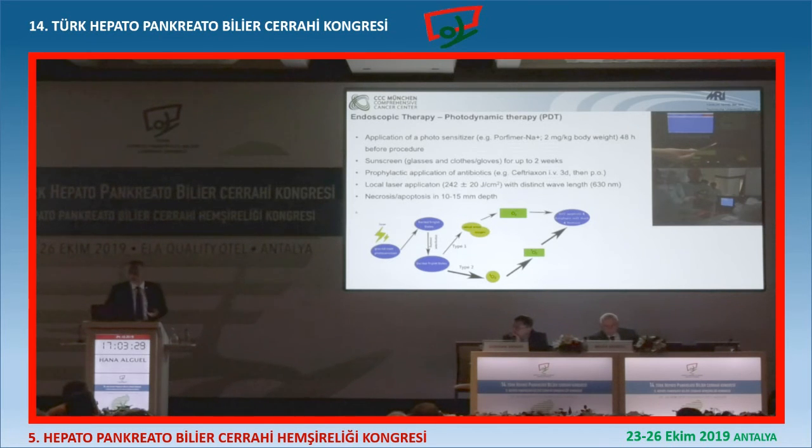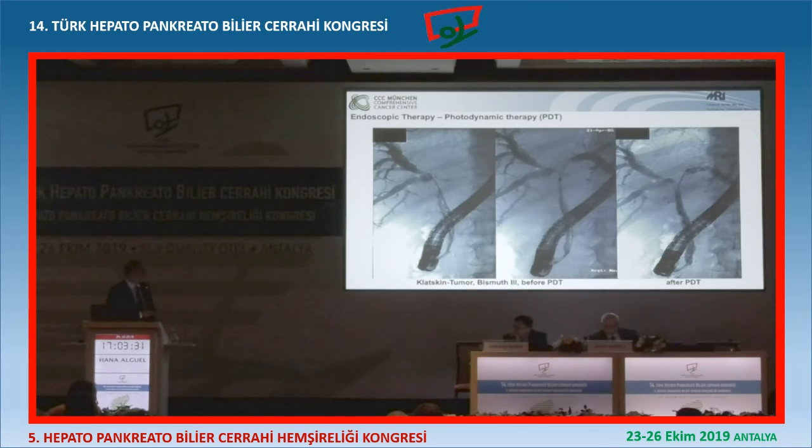It induces, as I said, through accumulation of oxygen radicals, necrosis and apoptosis in about 10 to 15 millimeter depth. So this is an example that I have for you, a patient with Klatskin tumor, Bismuth 3, before photodynamic therapy. This is the picture. This patient was not eligible for surgery. Also, it was a Bismuth 3 tumor because of infiltration of the hepatic artery. So what we did is a photodynamic therapy. You can see this is the situation.